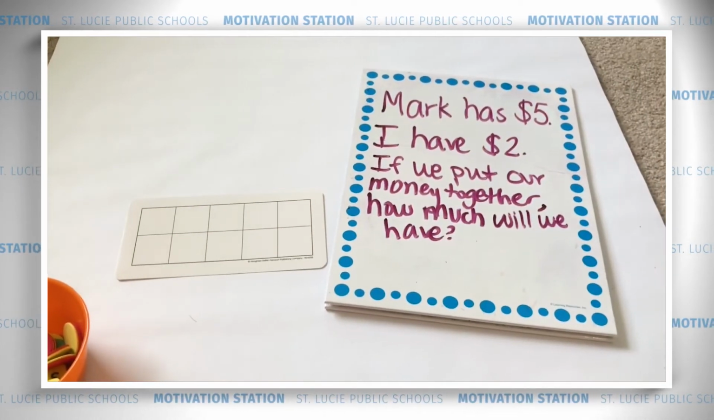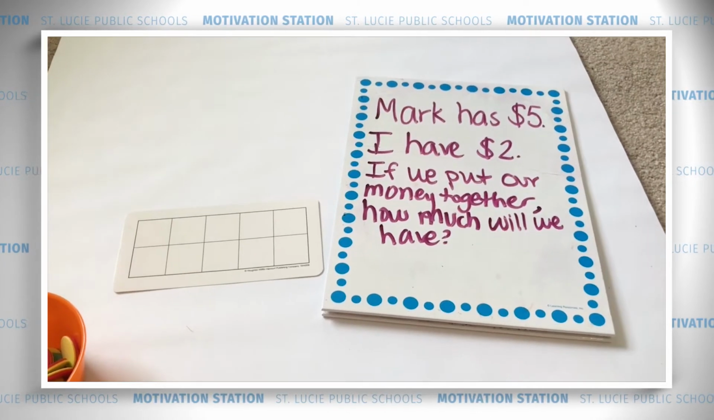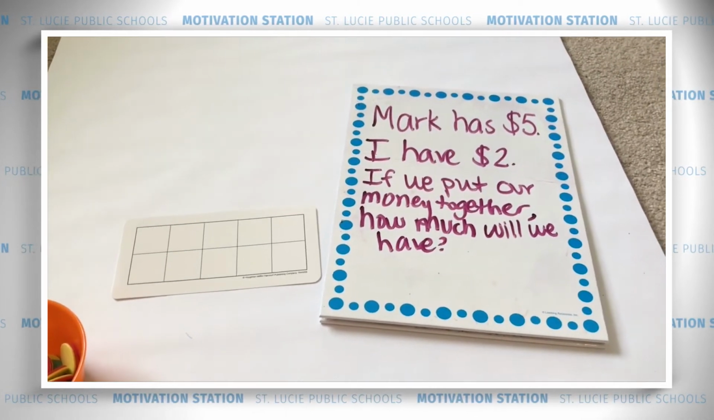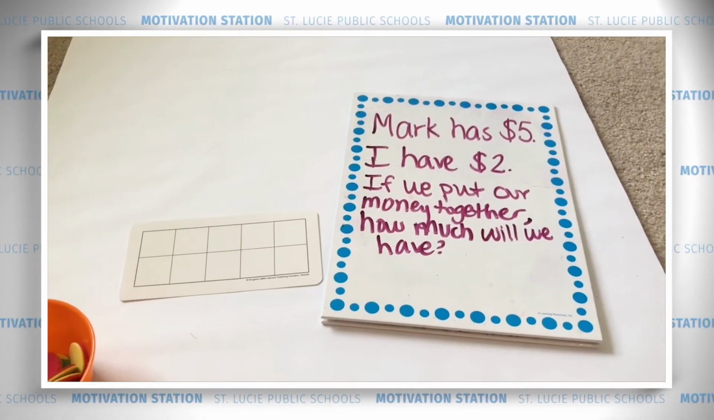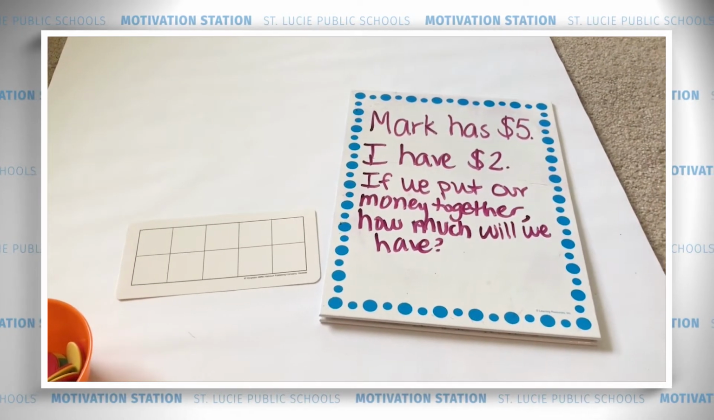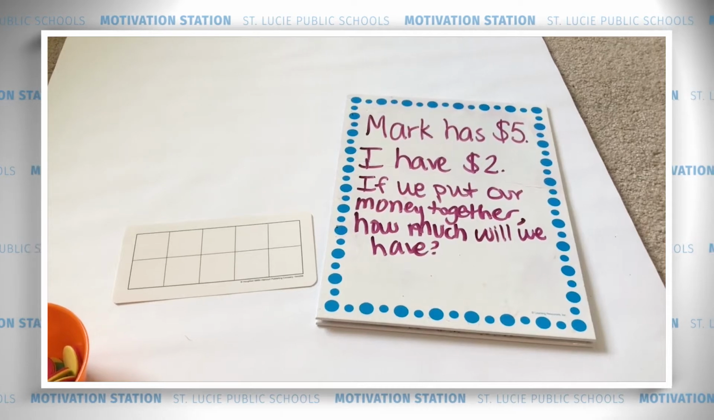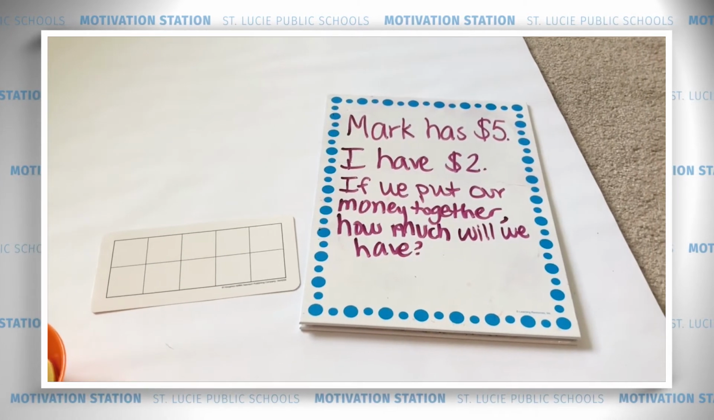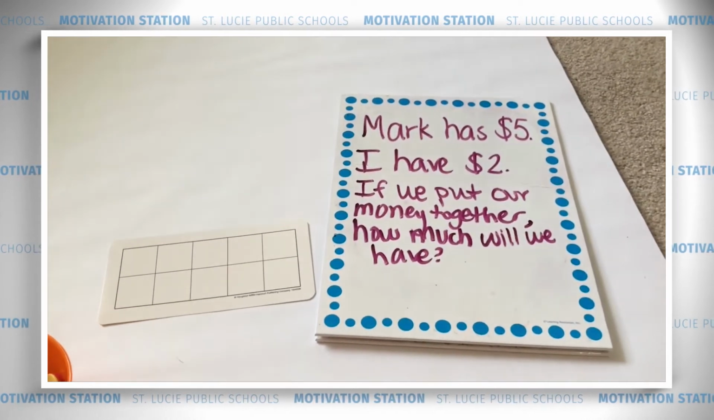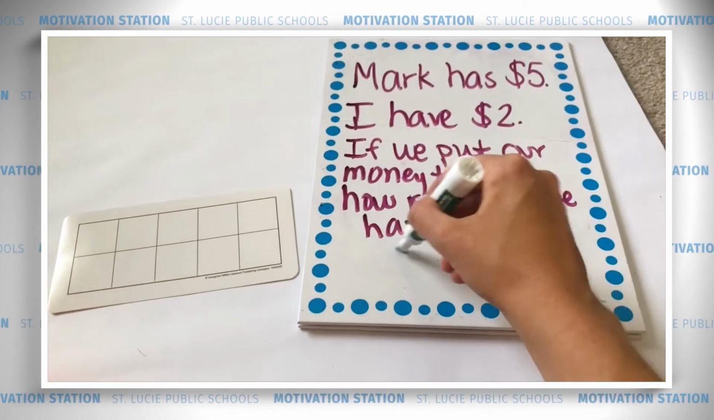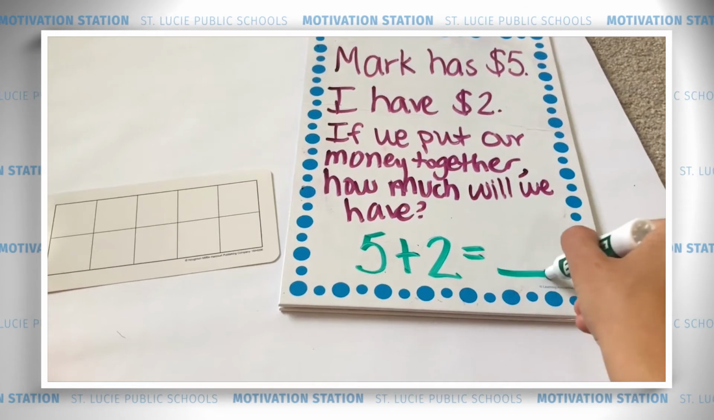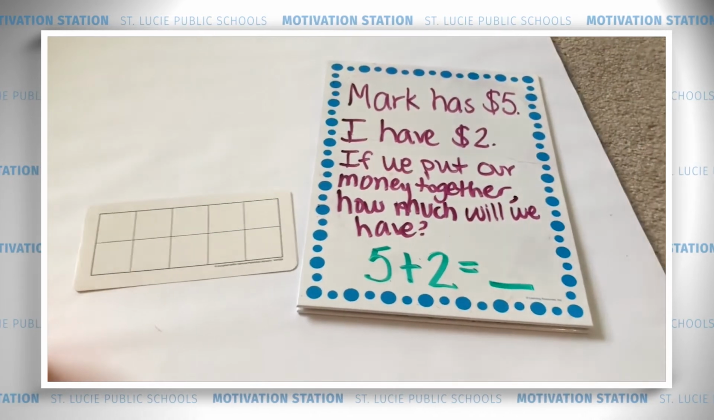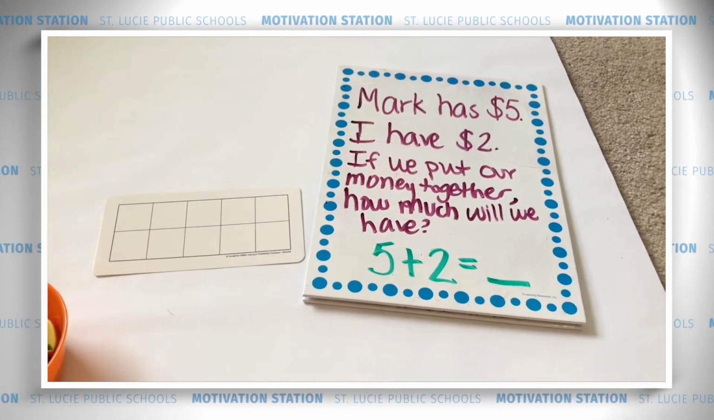Here's another problem. This problem says Mark has $5. I have 2. If we put our money together, how much will we have? This is an addition problem because we are adding or joining two things together. What equation can I write? Yes, 5 plus 2 equals blank. You can use your 10 frame to solve the problem.